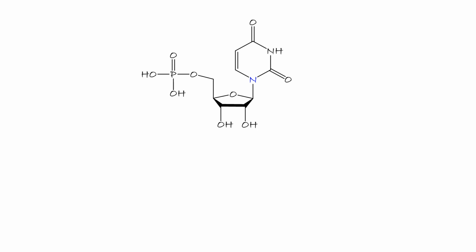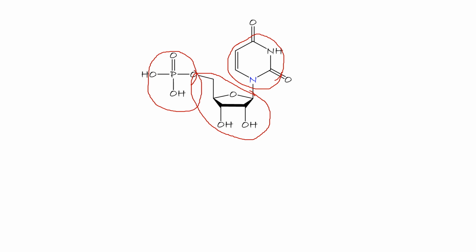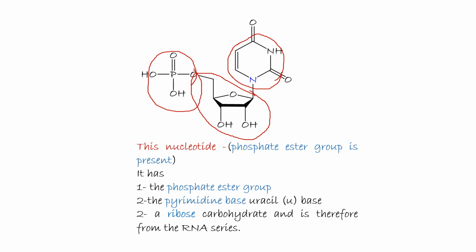For this compound, we have again a pyrimidine base, we have ribose, and we have the phosphate. So it should belong to nucleotide. We have the phosphate ester, we have the pyrimidine base uracil, we have ribose. Since we have an OH here and an OH here, it belongs to ribonucleic acids. So it's the RNA series.